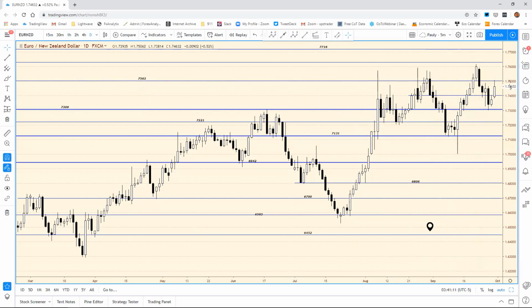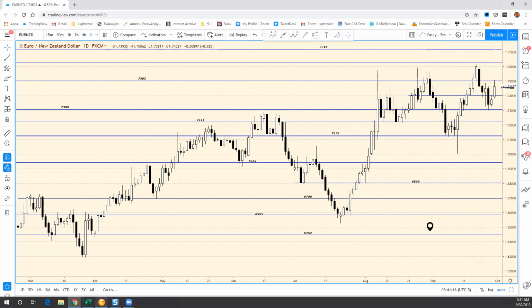You can see here they made it up to that level. May have taken it out by 1 pip, and we pulled back a bit. So 75.03.